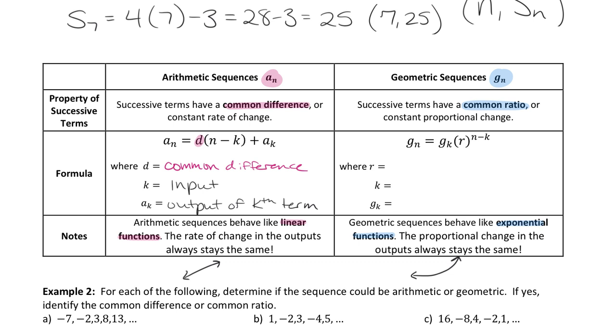But the formula for a geometric sequence, which will be like the basic version of an exponential function, has three variables in it as well. You have the r, which is your common ratio. That common ratio, if you notice, is inside some parentheses, right? It's tucked in there. Make sure you know where it goes. That's called the common ratio. Then just like the formula for arithmetic sequences, you have k and g sub k, where k is some sort of input, and g sub k is the output that goes along with it.